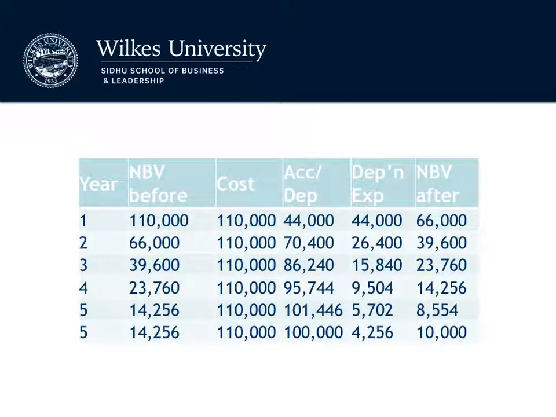The idea is your net book value before, you're going to multiply that by our rate of 40%, and that becomes our depreciation expense. So we start with the net book value before we took any depreciation, equal to our cost of $110,000 times 40%, we end up with depreciation of $44,000. That gives us a net book value at the end of the first year of $66,000.